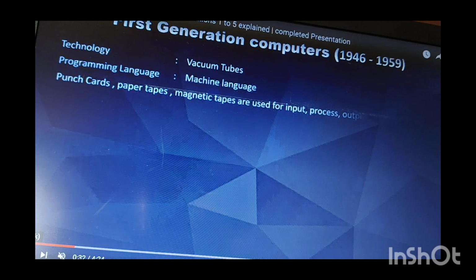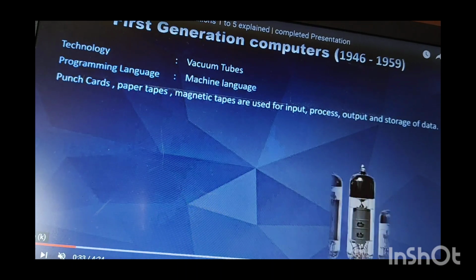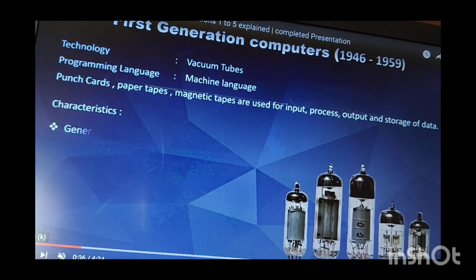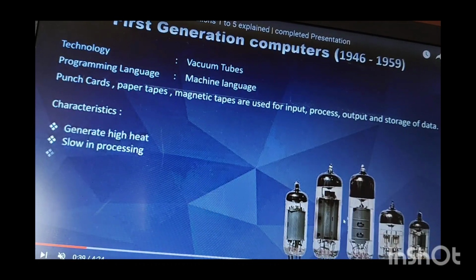Okay. Now the size of this computer was very big. Here you can see the picture of the vacuum tubes. The size of this type of computers was very big, just like a room. The input devices used in this type of machines were punched cards, paper tapes and magnetic tapes. These were all used for input, process, output and storage of the data.